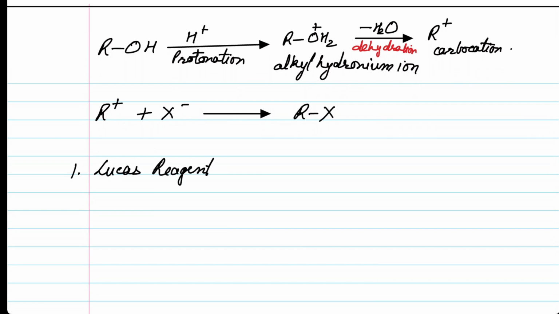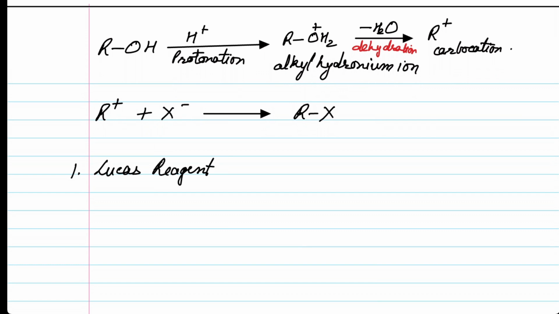Lucas reagent is an equimolar mixture of zinc chloride with hydrochloric acid or HCl. This equimolar mixture of ZnCl2 with HCl is obtained by dissolving anhydrous zinc chloride, ZnCl2, into concentrated hydrochloric acid. This is at room temperature, that is cold. This reagent is termed as the Lucas reagent.